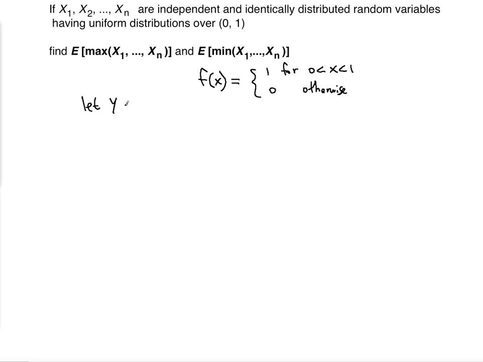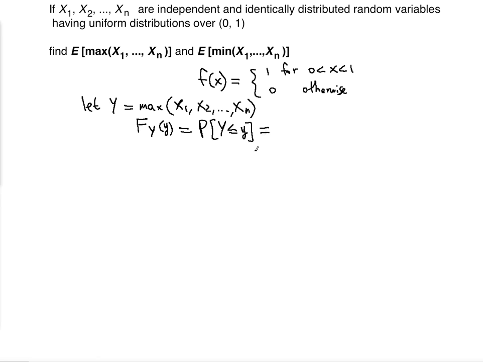Let Y be equal to the max of this collection of random variables, X1, X2, until Xn. Now we're going to find the CDF, the cumulative distribution function of Y, denoted as capital F subscript Y of y. We know that it is calculated by finding the probability that the random variable Y is less than or equal to y.